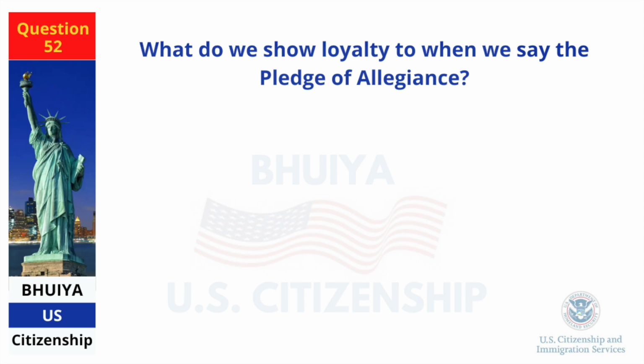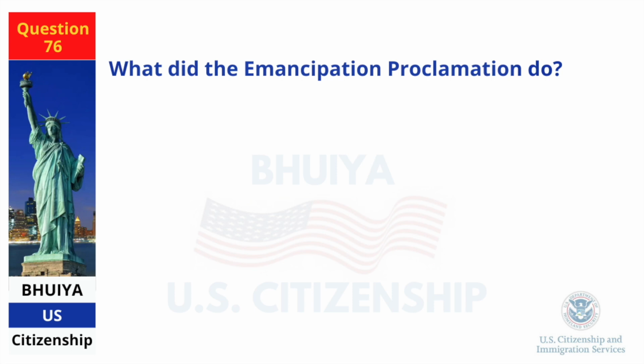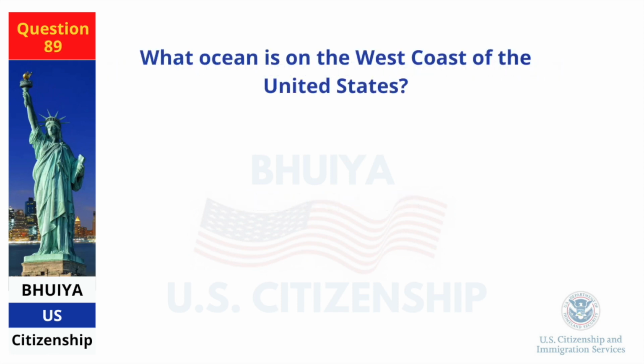What do we show loyalty to when we say the Pledge of Allegiance? The United States. What did the Emancipation Proclamation do? Freed the slaves. What ocean is on the west coast of the United States? Pacific Ocean.